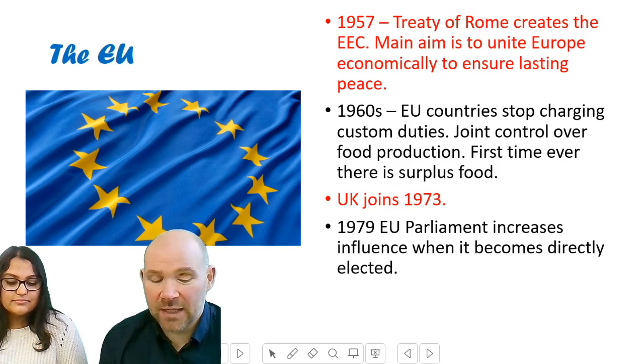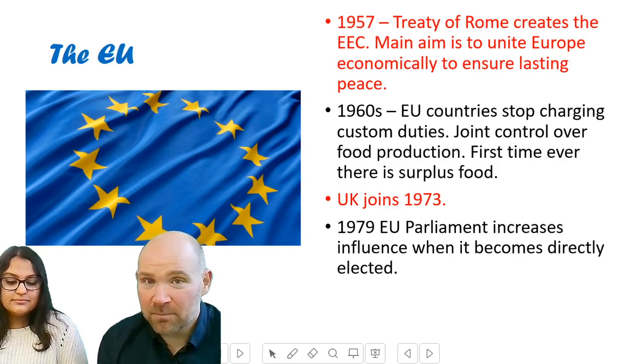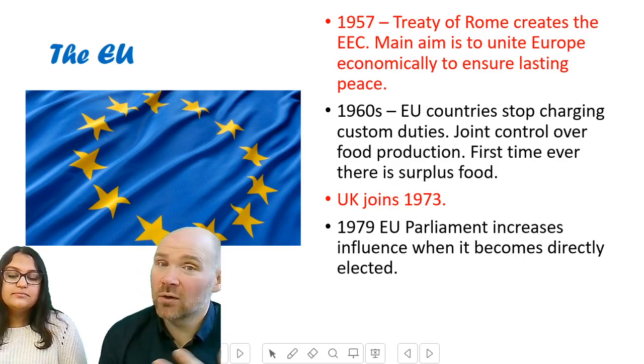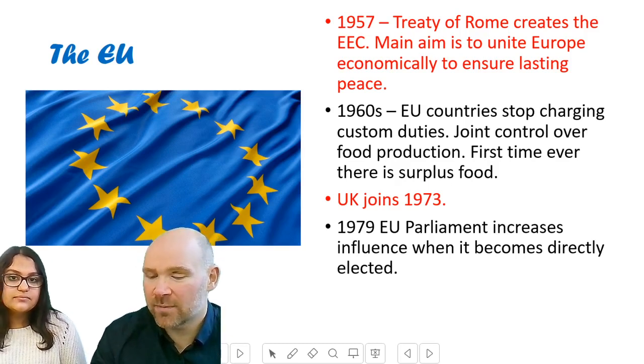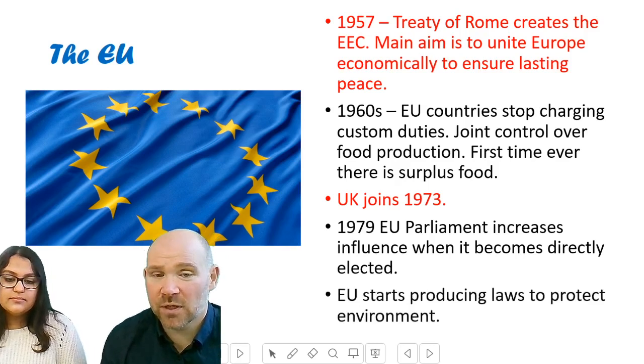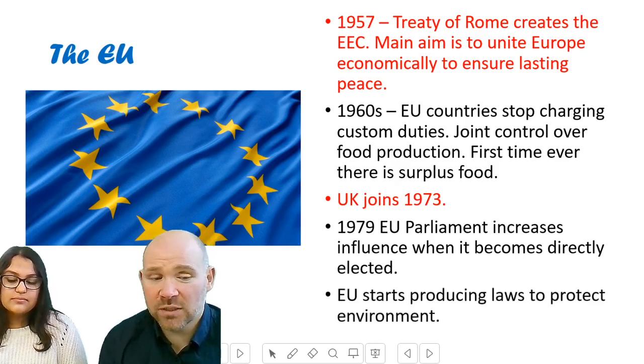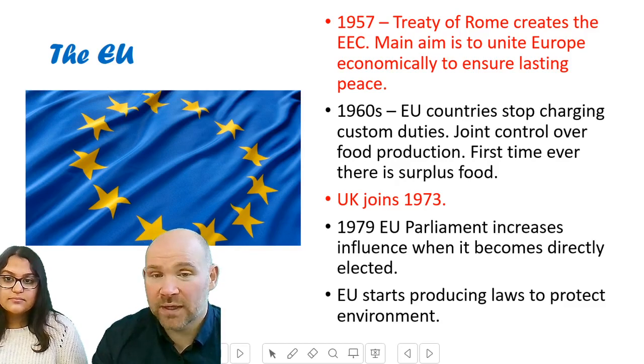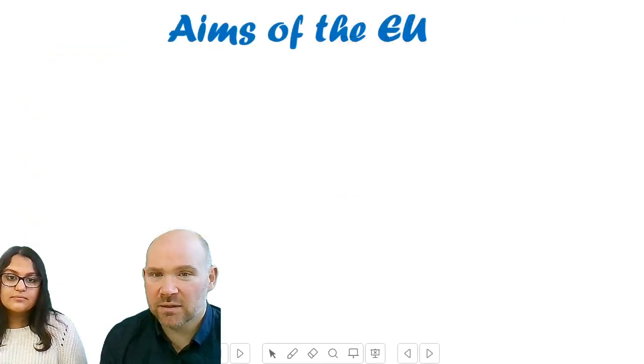Because they were directly elected, they had legitimacy, they had a mandate, and the EU Parliament itself started to make a lot more decisions in a lot more areas because they felt they had democratic legitimacy to do so. One of the areas where they started producing more laws was the environment. They started limiting the amount of pollution that a business could produce, how they had to treat animals, and laws to do with pesticides.